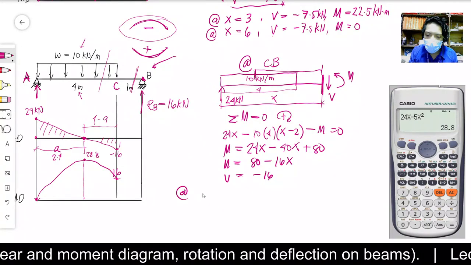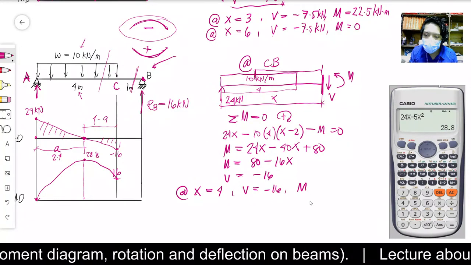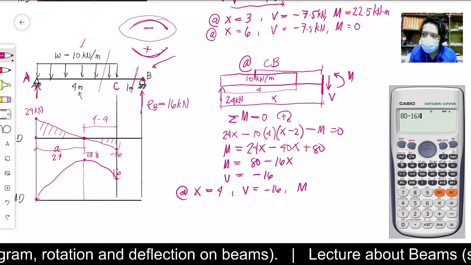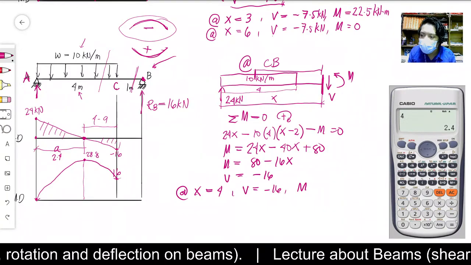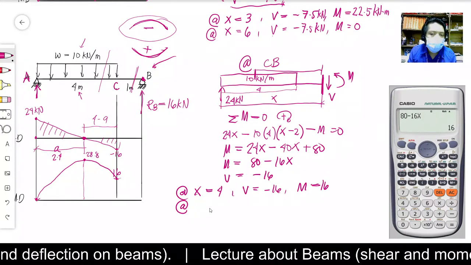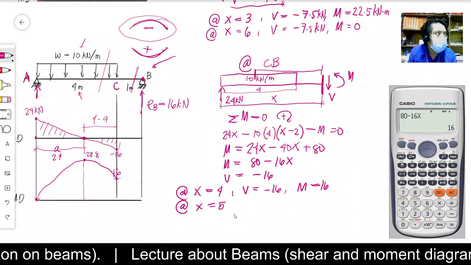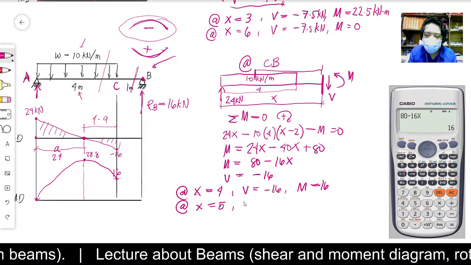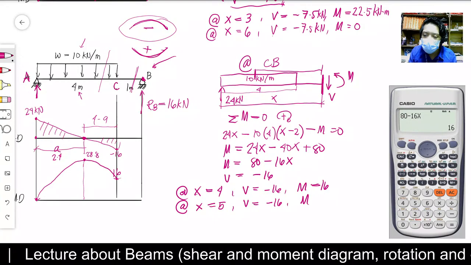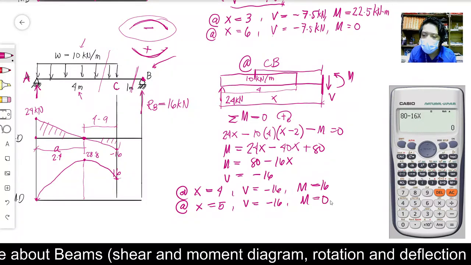At x equal to 4, your shear is equal to negative 16. And your moment, let's use the calculator, 80 minus 16x. When x is 4, your moment is 16. At x equal to 5, shear is of course negative 16. And your moment, when x is 5, the answer is 0. Your moment is 0.